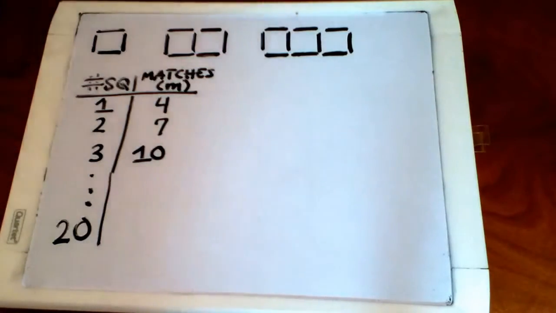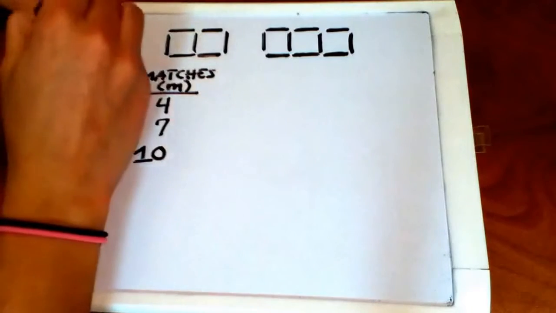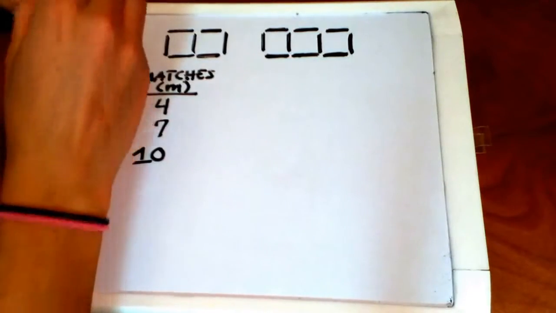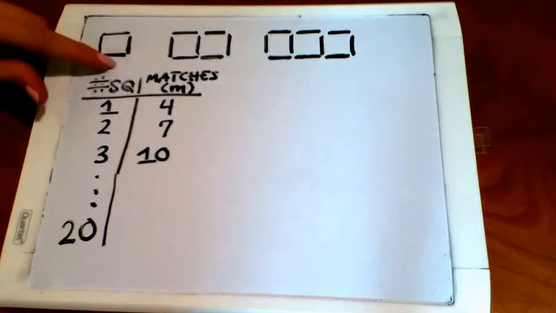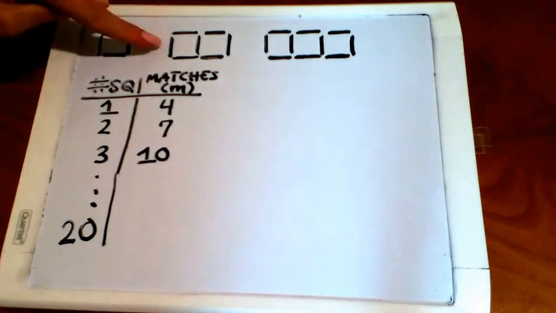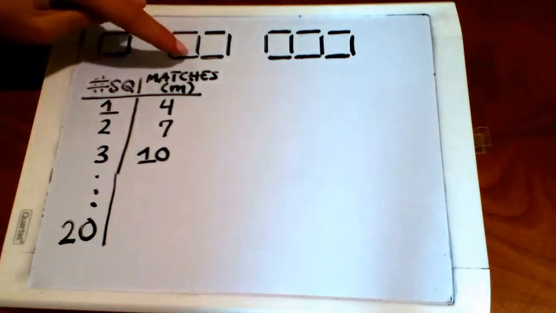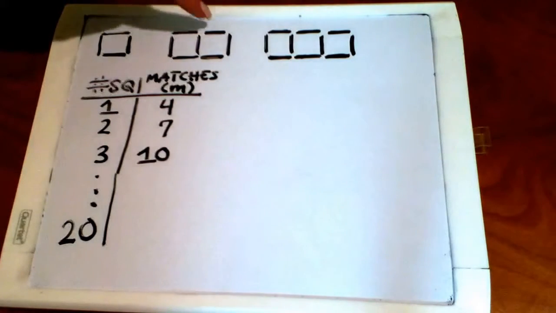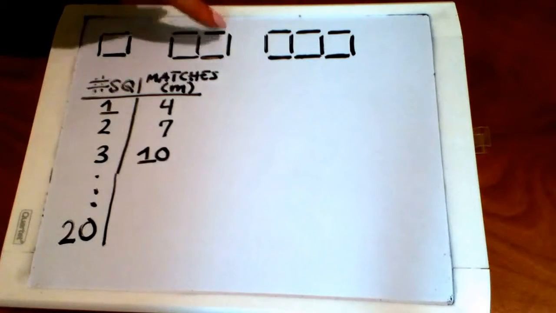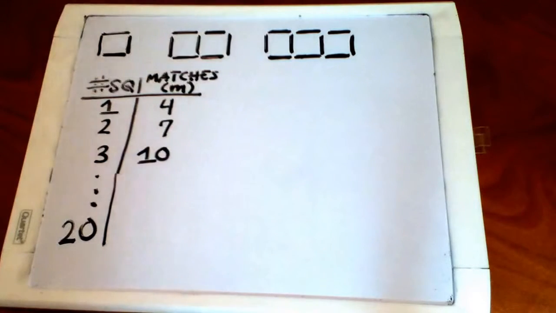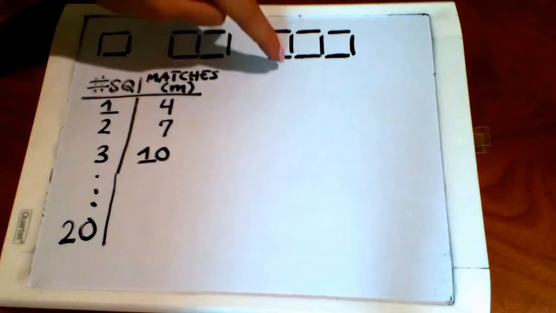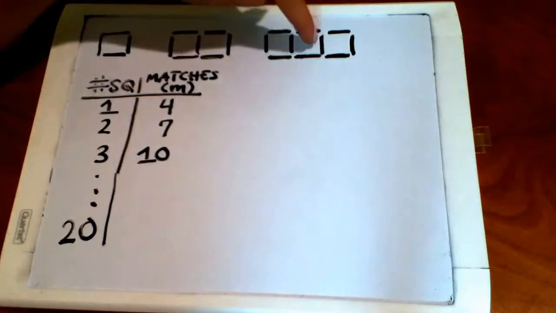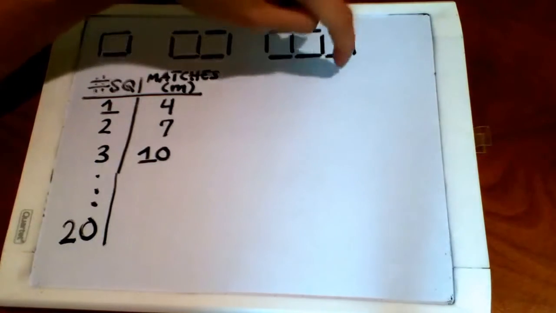And if you look at each square, there is a repeating pattern going on. If you look, there is 1 match surrounded by 3 matches. And if you look here, there's 1 match surrounded by 3 matches, but then that's also followed by another 3 matches to make another square. And if you look here, there's 1 match surrounded by 3 matches, and then another 3 matches follow that, and then another 3 matches follow that.